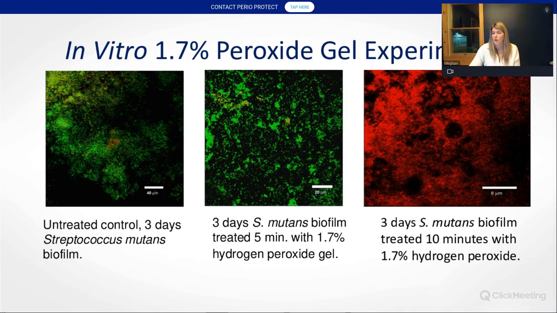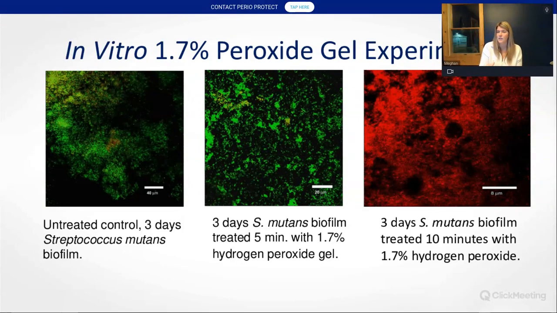I do want to briefly go over our in vitro study. This was done in our 1.7% hydrogen peroxide gel. And there's a few points that I want you to take away from this study in particular. So the first one being is that this study was solely done on Streptococcus mutans, which, as you know, is one of the #1 bacteria associated with decay.